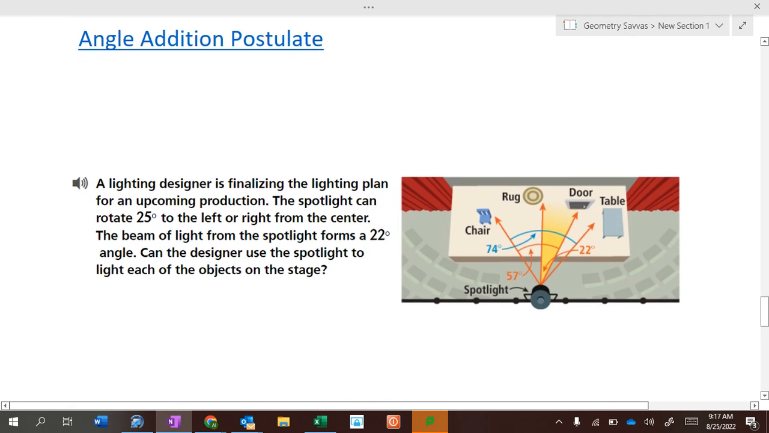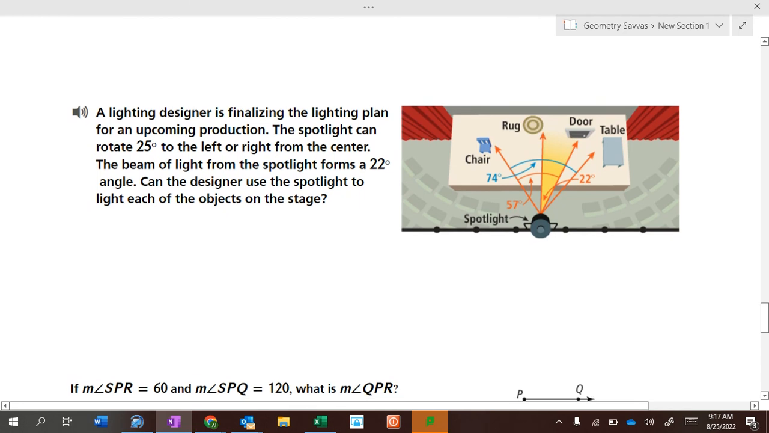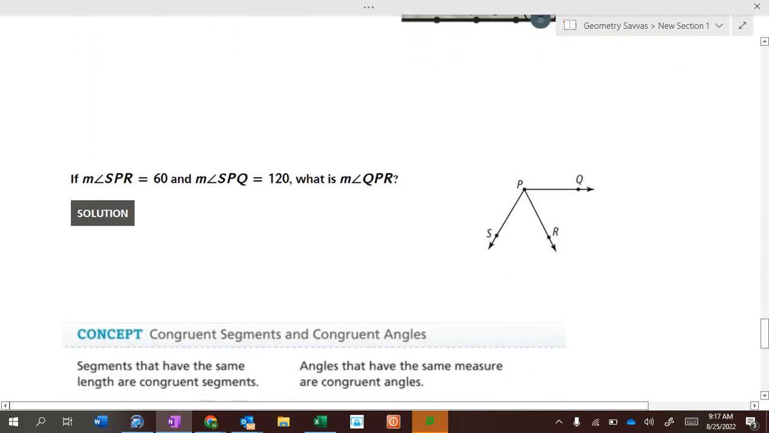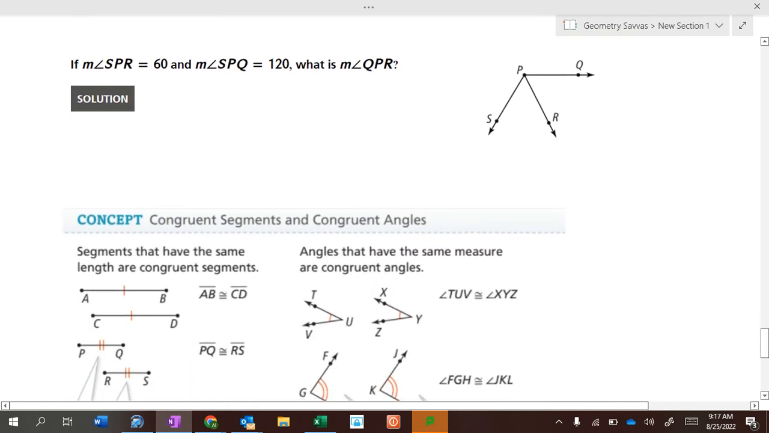We're not going to do the angle addition postulate. We're going to skip over that one for now. We're not going to worry about that one. Okay. If SPR is 60, and this whole big thing, SPQ, is 120, what's left for PQR? Those of you who are whispering, 60. You are correct. It is 60, because 60 plus 60 makes 120 to subtract.